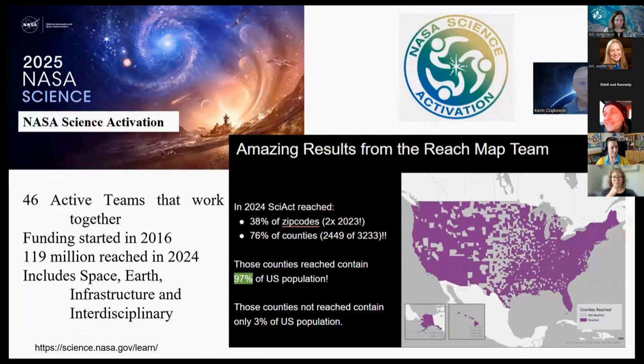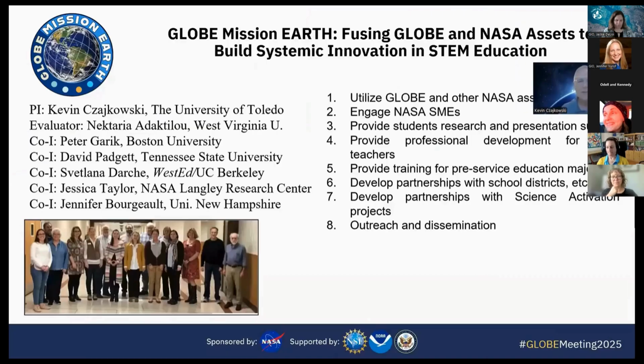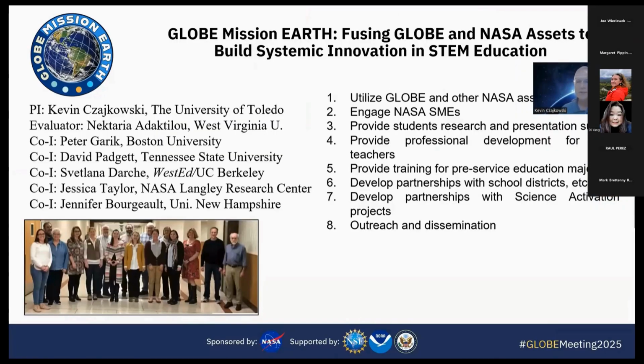In 2024, NASA SciAct reached 119 million people in 76% of the counties in the country, which is pretty amazing. So here's my project, GLOBE Mission Earth, and my collaborators are listed here. You see, we try to use GLOBE and NASA assets with subject matter experts to infuse authentic science into the classroom for students. So we work with teachers, and then we work with the students.